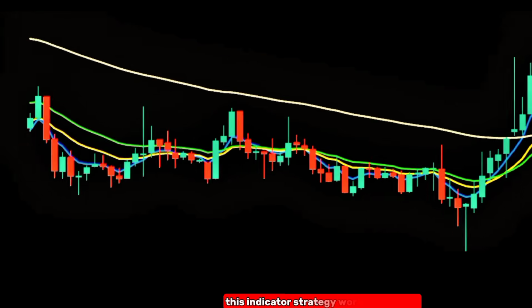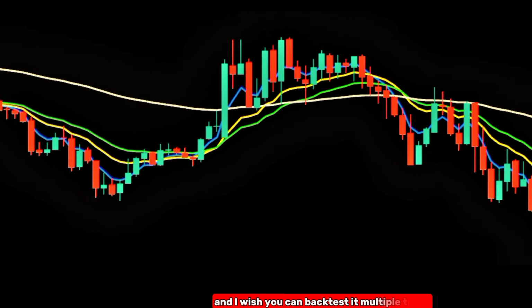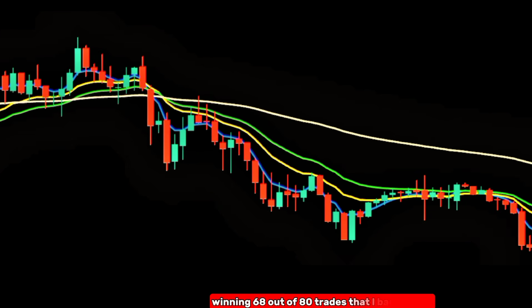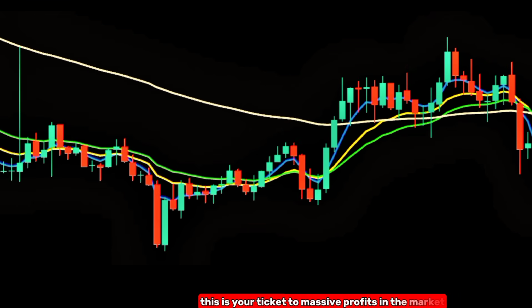This indicator strategy works like magic. And I wish you could backtest it multiple times, just like I did, winning 68 out of 80 trades that I backtested. This is your ticket to massive profits in the market.